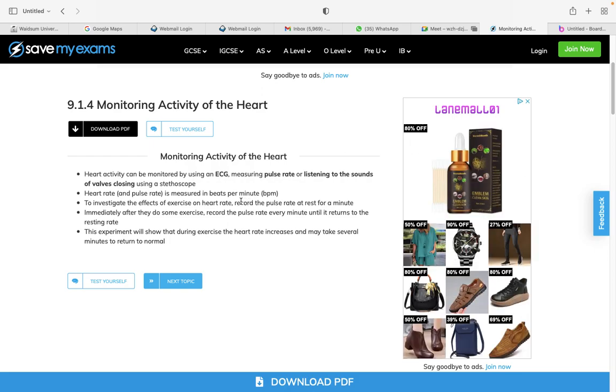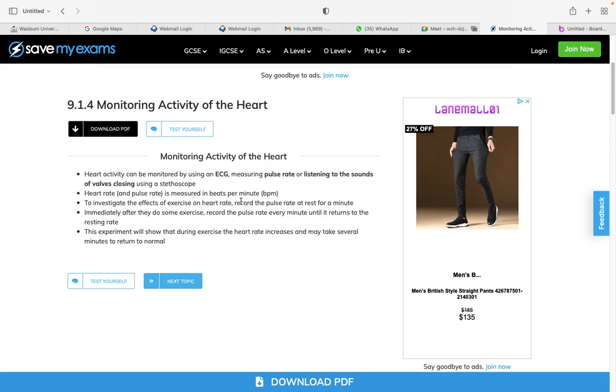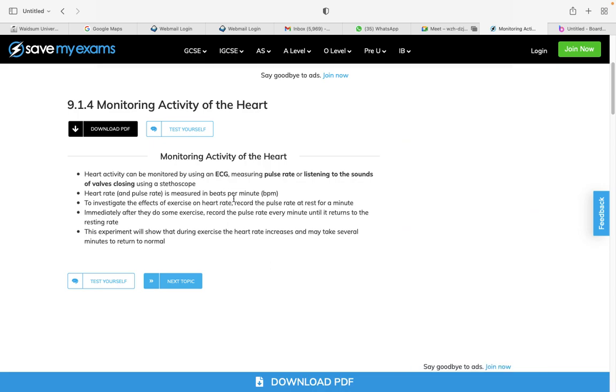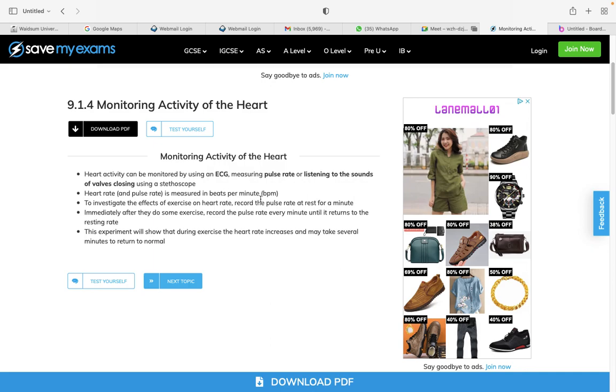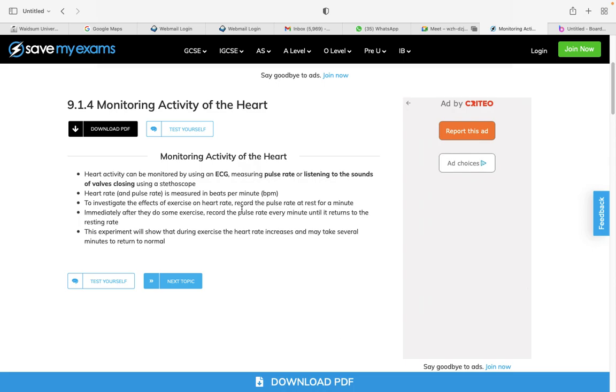Okay, how many beats? Boom, boom, boom. In 1 minute, how many beats can we count? So the machine counts the number of beats in 1 minute. Is that okay? The machine counts the number of beats per minute.